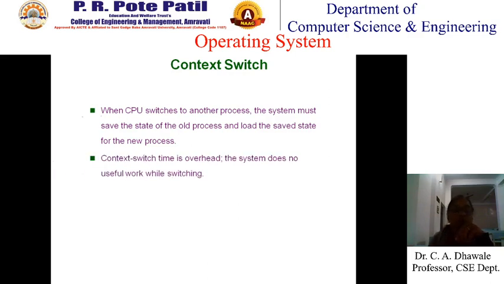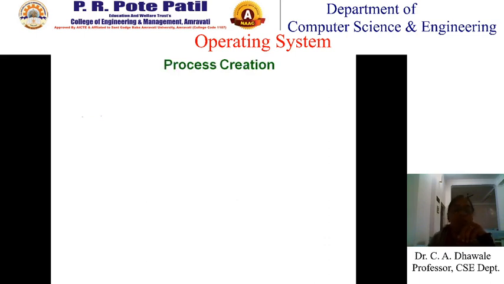Okay. So context switch time is overhead. The system does no useful work while switching. Whenever the CPU is switching from one process to another, it will not do any type of work. So it is dependent on the hardware support, how fast it is. If advanced hardware is used, then the CPU can jump fast from one process to another.